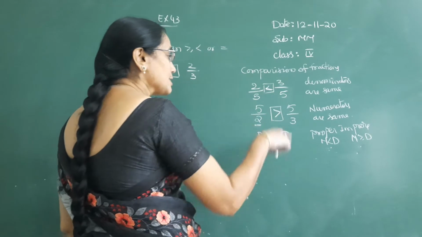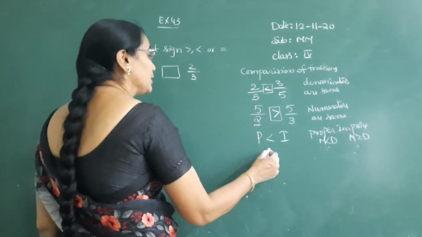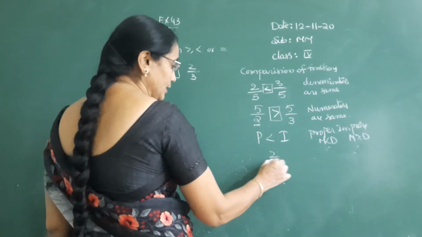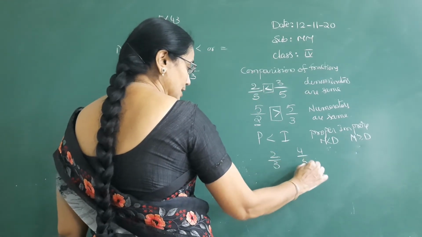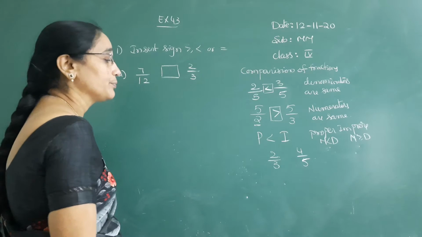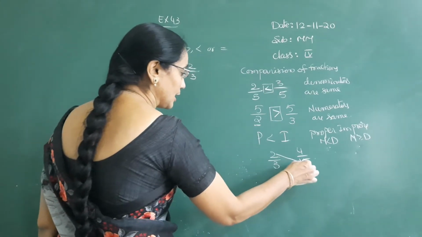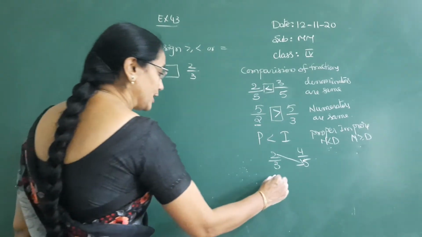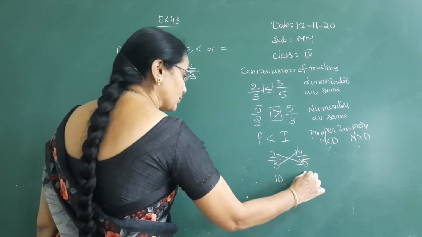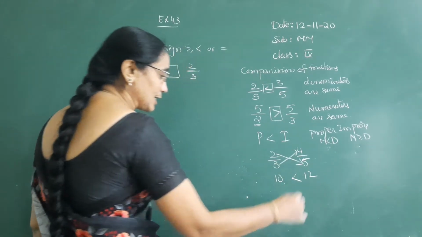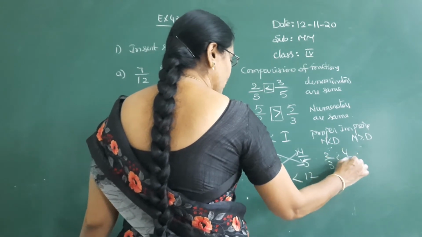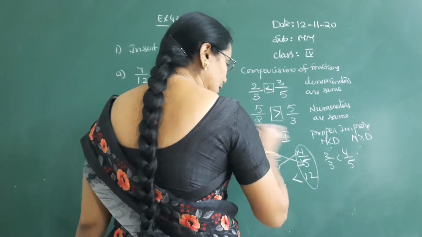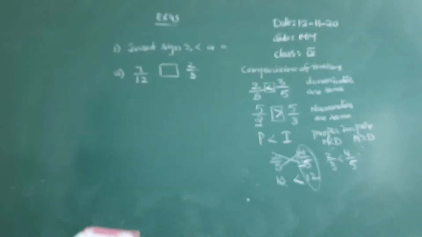And other than these three cases, that means different denominators and different numerators, for example, 2 by 3, 4 by 5. In this case, we have to take cross multiplication. 2 5s are 10, 3 4s are 12. Which cross product is greater, that fraction is greater. So, 2 by 3 is less than 4 by 5. Here it is greater, 4 by 5 is greater.